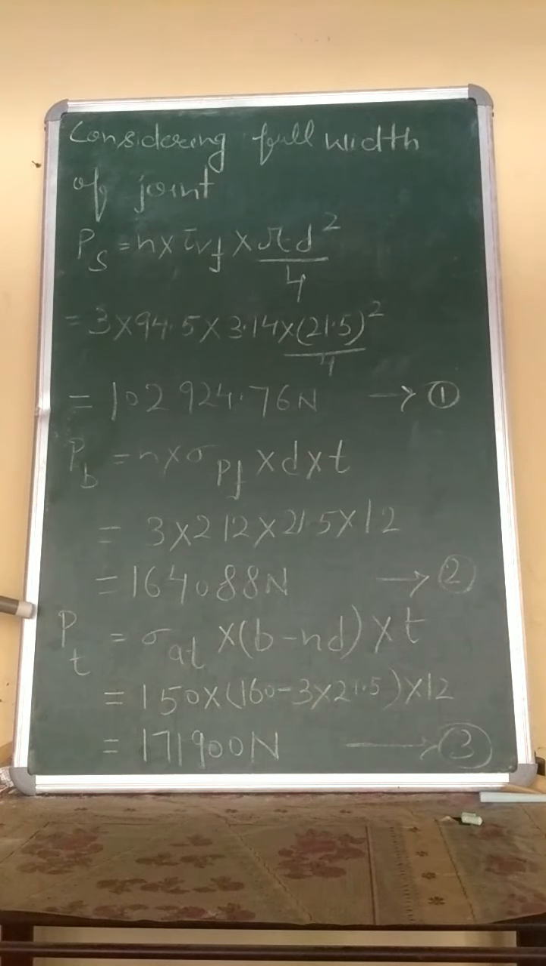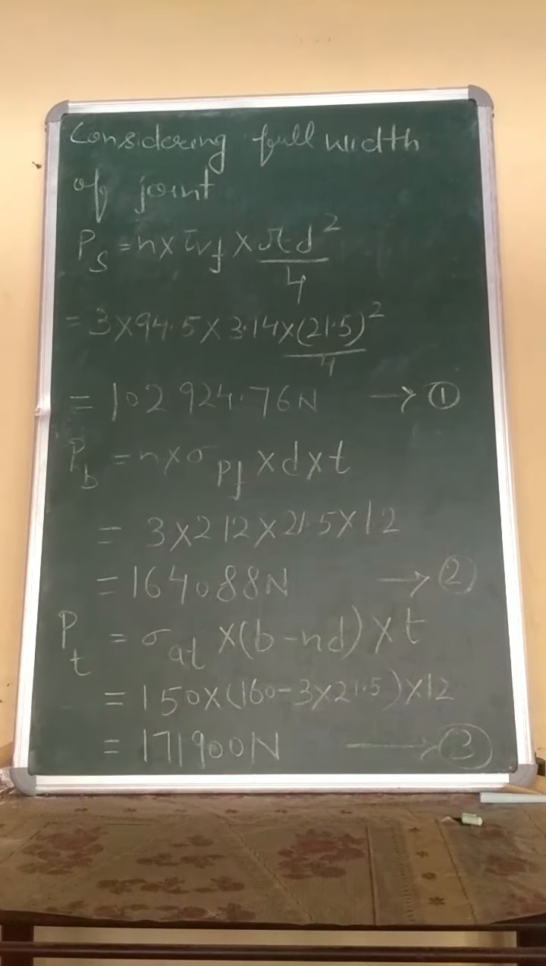We know that the strength of the joint is the least of PS, PB and PT. Therefore, strength is equal to equation 1, that is 102,924.76 Newton. That is, the joint will fail in shearing at 102,924.76 Newton.